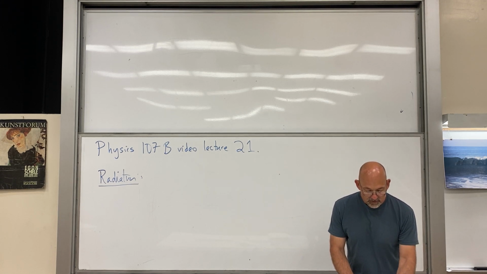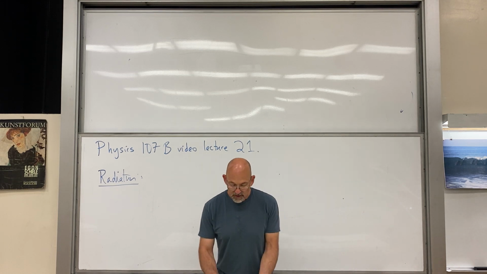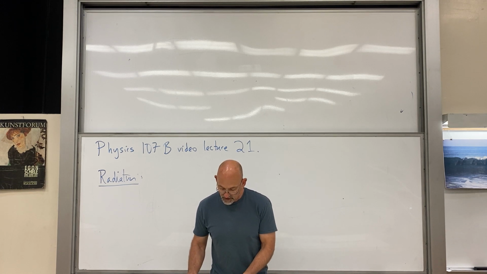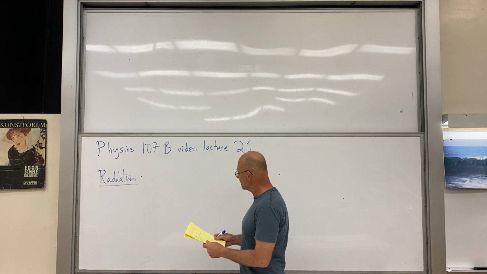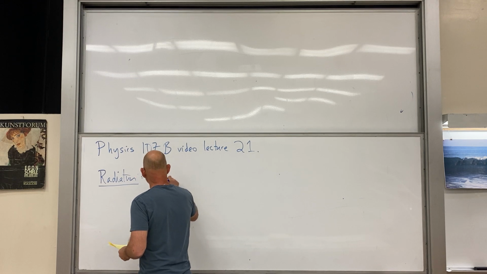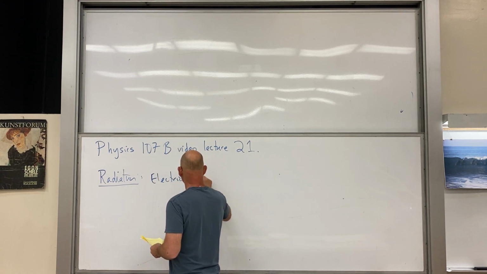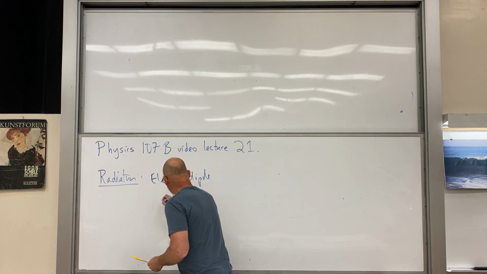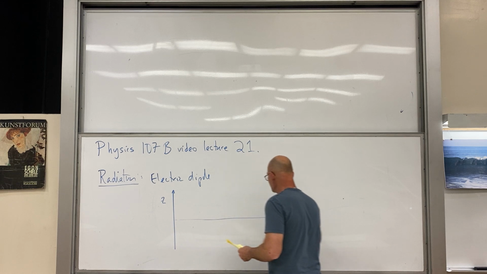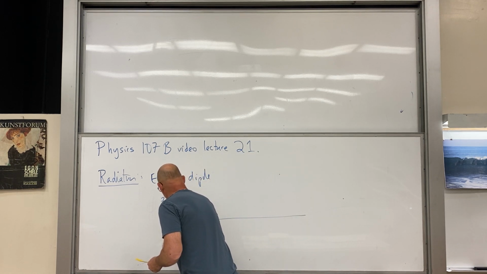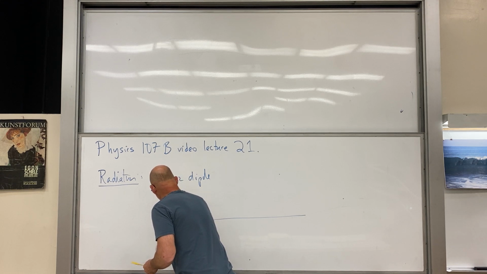So let me repeat what we had and set that up, and then we'll move through it. So we're doing the electric dipole radiation. Electric dipole, and we had set it up to oscillate along the z-axis, and we've got a dipole length d right here.